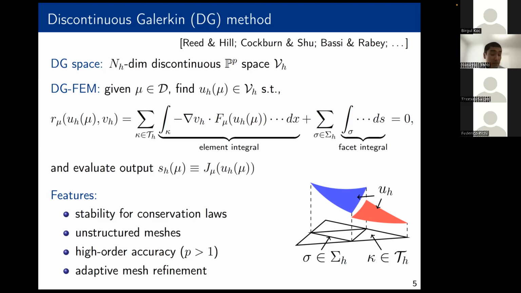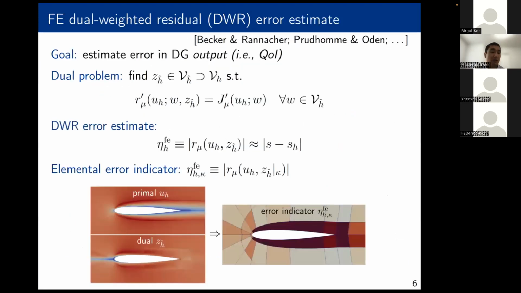Now, the DG method has a number of attractive features. First, it provides stability for conservation laws, which is important for aerodynamic flows. Second, it works with unstructured meshes, which helps us treat complex geometries. And it provides high order accuracy by raising the polynomial degree and also facilitates adaptive mesh refinement. Now, these last 2 points are particularly important to control the error associated with our finite element approximations. I want to talk a little bit more about this.